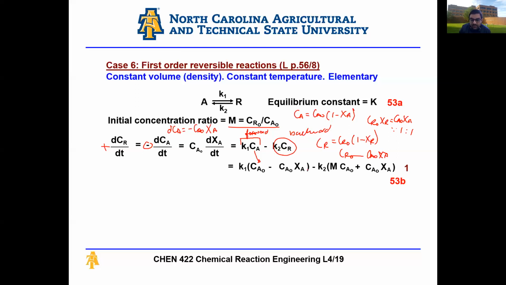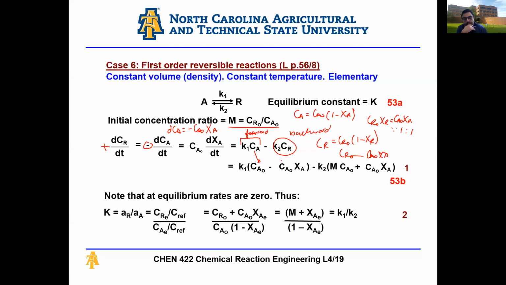Once I get to this point, I need to do some separation of variables. So note that at equilibrium rates are 0. So in the special case of having equilibrium rate expressions of 0, I get CRE divided by C reference, CAE divided by C reference, and this is equal to K1 divided by K2, right? So this is a very special case where your equilibrium reaction rates are 0, right?